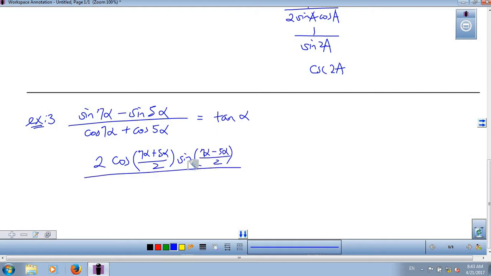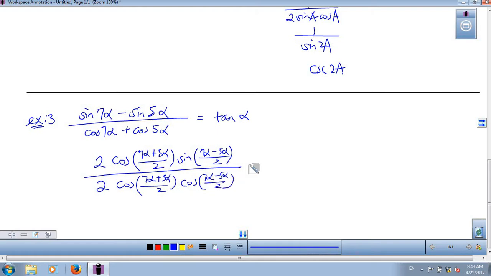Okay, so that's the top. Now the bottom is cosine 7 alpha plus cosine 5 alpha. We can also use the sum to product formulas on this. So it's going to be 2 times cosine of 7 alpha plus 5 alpha divided by 2, times cosine of 7 alpha minus 5 alpha divided by 2.